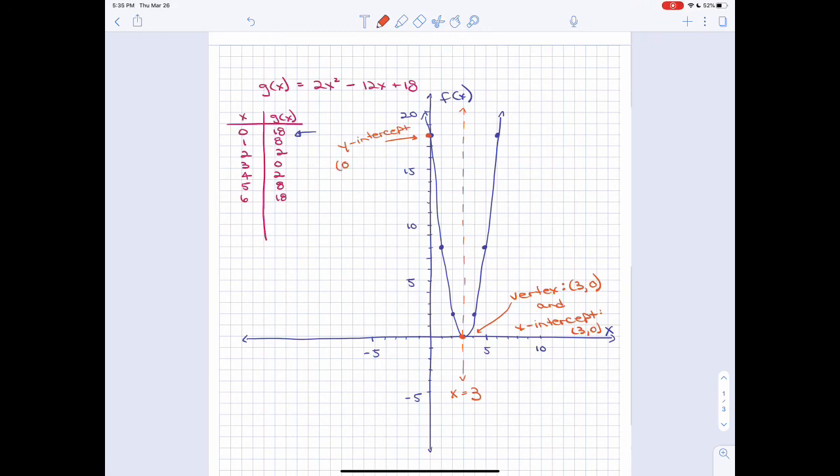So I hope this example just helped you see what the different steps are that I want you to do for all 4 of the quadratic functions.